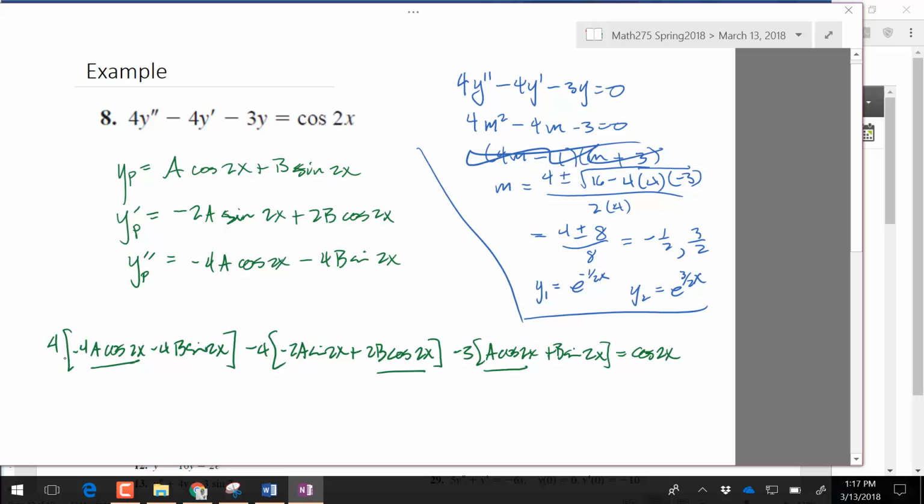Let's take a look at all the cosines that we need to put together. So we have a negative 16a and a negative 3a, negative 19a. And then we have minus 8b. Did I do that correctly? So just the cosines, and then now I'll collect the coefficients of the sines.